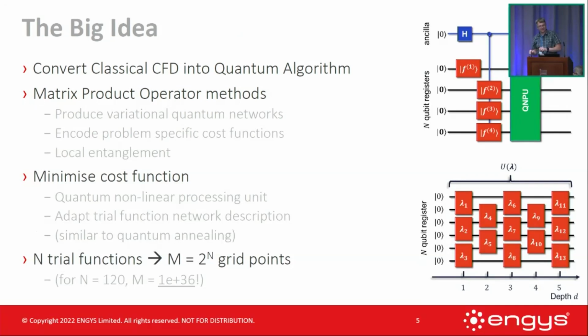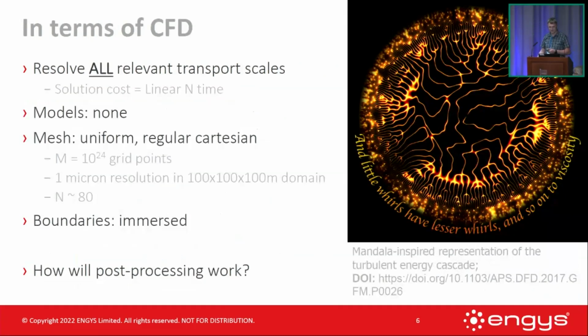The great thing is the bit at the bottom there: I have n trial functions, and that corresponds to the number of qubits, and that translates into 2 to the power n grid points, right? So that's a number that goes up very, very fast. For n equals 120, I can have 10 to the power of 30-something grid points. So the idea is we're not going to have turbulence models. We're not going to worry about how you're meshing or anisotropic meshing. You just mesh the living hell out of everything.